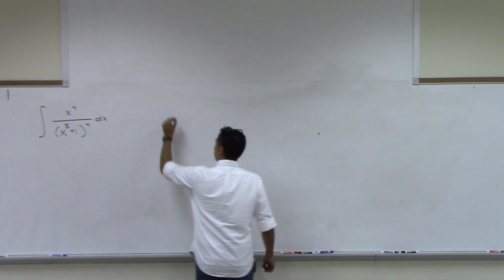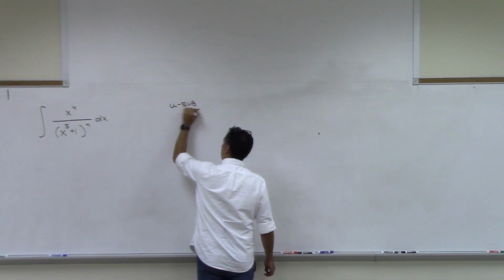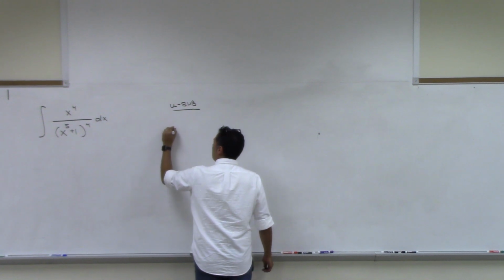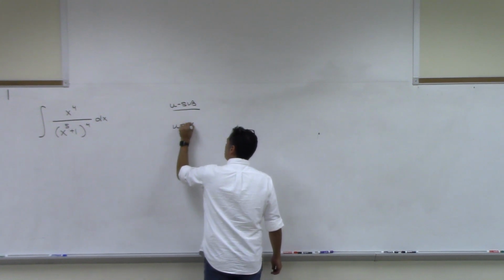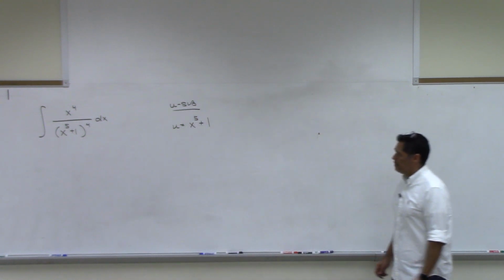Let's go for it. I also talked to you about the lottery, right? You can't win if you don't play, right? So you can't get these problems if you don't try something. You got to do something. So u is x to the fifth plus 1.